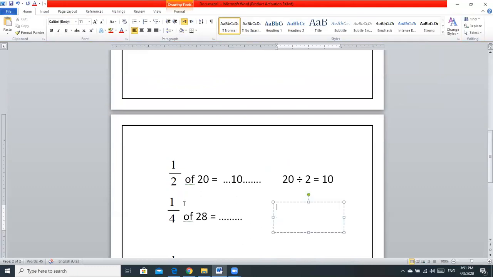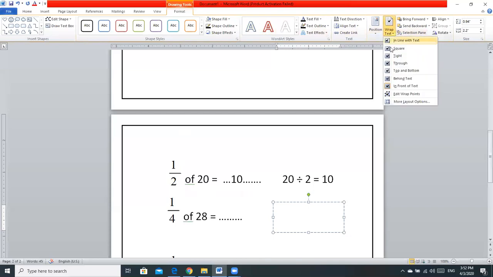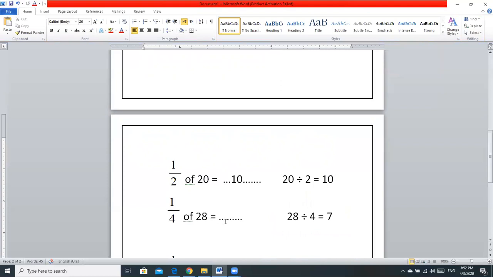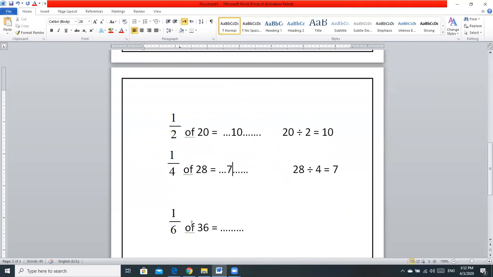Excellent. Here, quarter of 28, what am I going to make? I'm going to make this 28 divided by 4. What do you think it will be? 7. Excellent. 28 divided by 4 equals 7. This number with this number brings me this answer. 7 times 4 is 28. So when I want to know the fraction of any number, I use division. Let's make the last one.